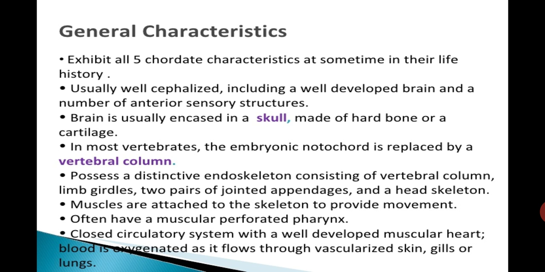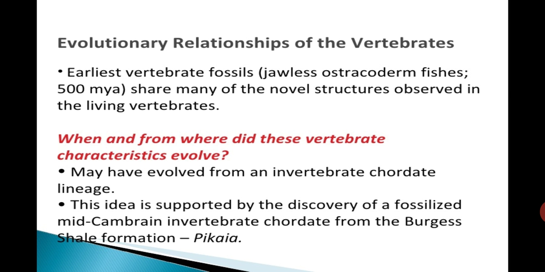They possess a distinctive endoskeleton consisting of the vertebral column, limb girdles, 2 pairs of the jointed appendages, and the head skeleton. Muscles are attached to the skeleton to provide the movement. They often have a muscular perforated pharynx, and a closed circulatory system with a well-developed muscular heart. Blood is oxygenated as it flows through the vascularized skin, gills, or the lungs.